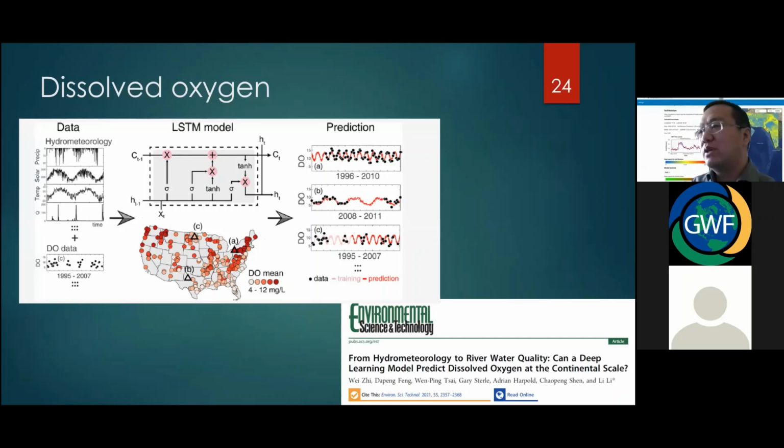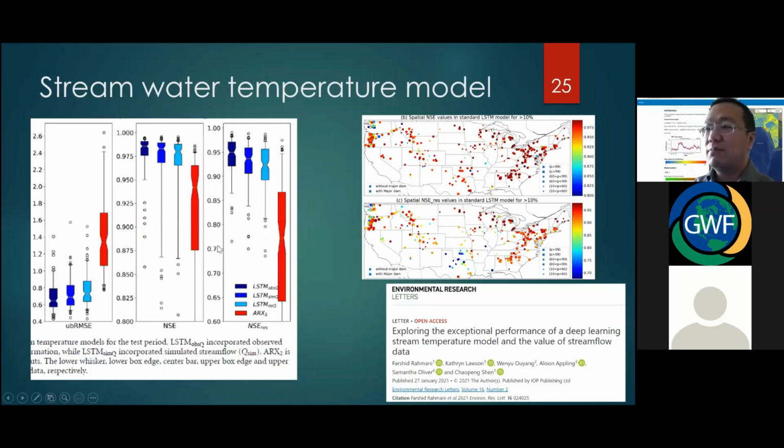Later on, some simultaneous work also expanded this work to dissolved oxygen and stream temperature. This is a paper in ERL. This is in ESMT. There's a paper. This paper actually, the LSTM works perfectly. It works wonders for stream temperature. The NSE is above 0.975.